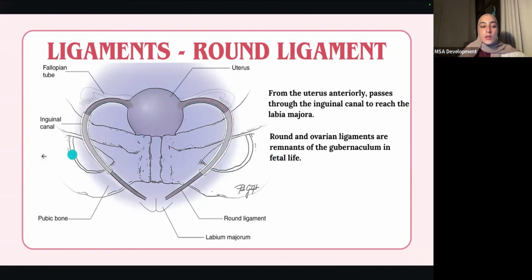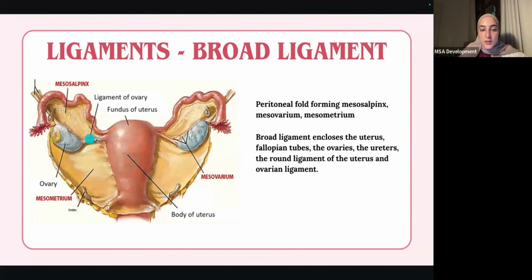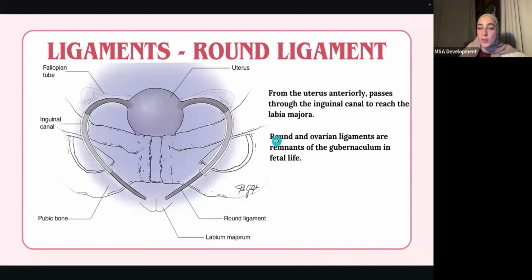And wait, I forgot to mention here. There's the ligament of the ovary, the ovarian ligament. It's what connects the ovary, because I told you the ovary is floating and it's not connected to the fallopian tube. It's what connects the ovary to the uterus. And the ovarian ligament and the round ligament are, I don't know if you guys took this, but I taught it in a past question, from something in fetal life called the gubernaculum. So it's a remnant of that.